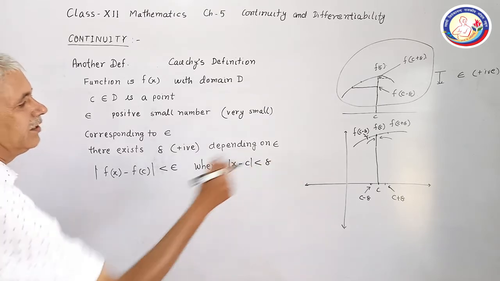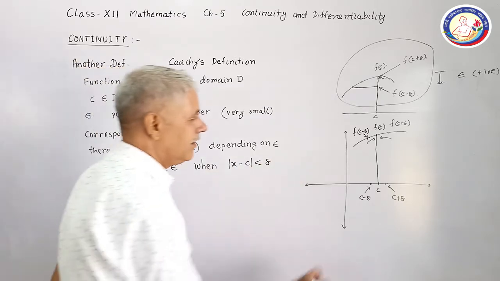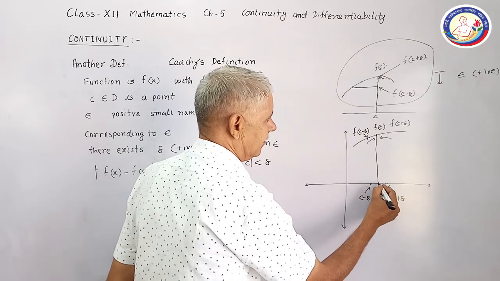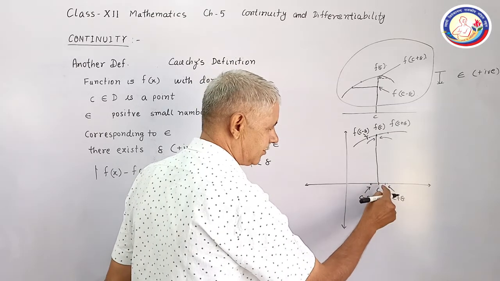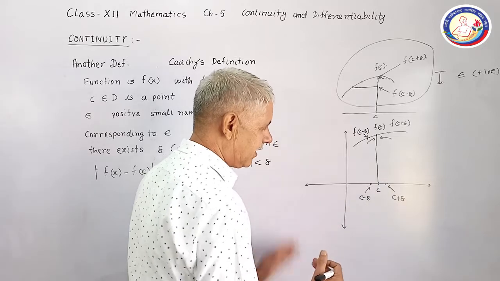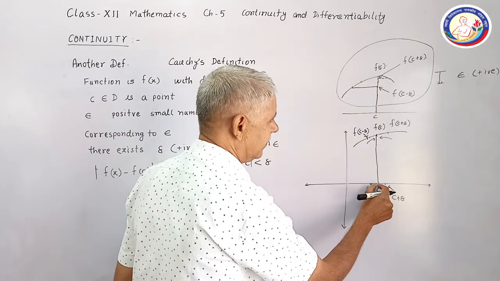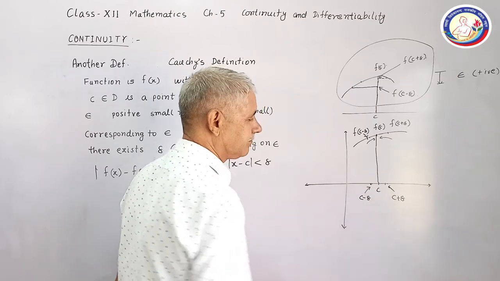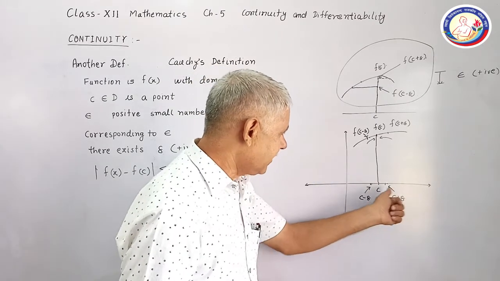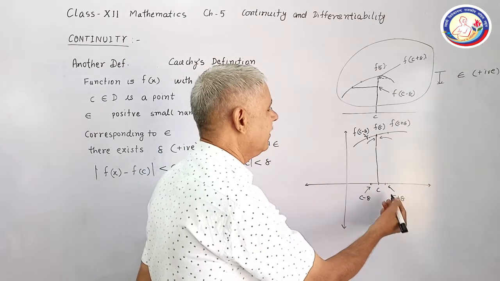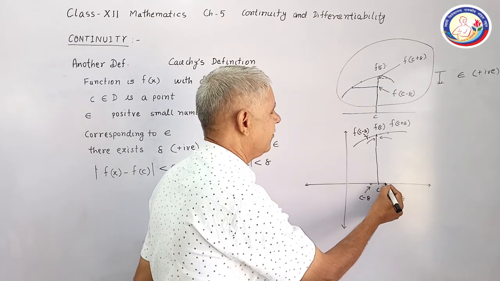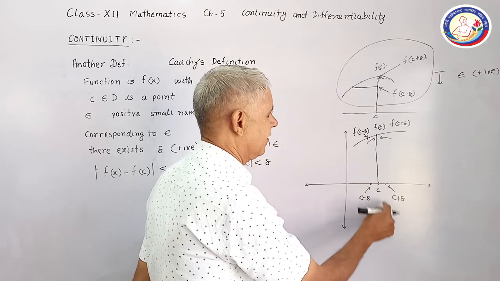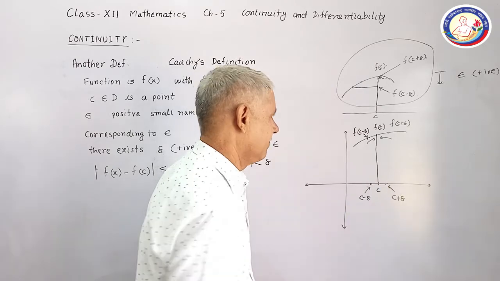Now come to this figure. What is delta? Delta is a very small quantity or very small distance. If it is on the left-hand side of c, say this length is delta, then this point will be c minus delta. And if it is on the right side of c, then this will be the position c plus delta, because it is ahead of c.